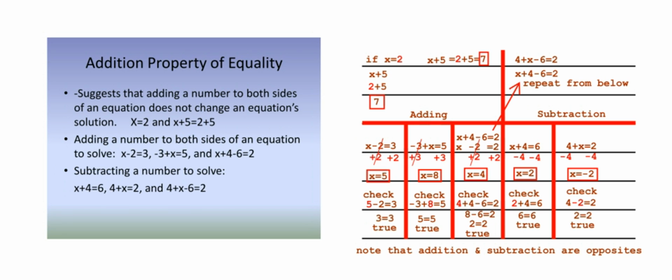So note that addition and subtraction are opposites of each other, right? So to pass them from one side of the equal sign to the other, we do the opposite. If it's adding, we subtract. If it's subtracting, we add.